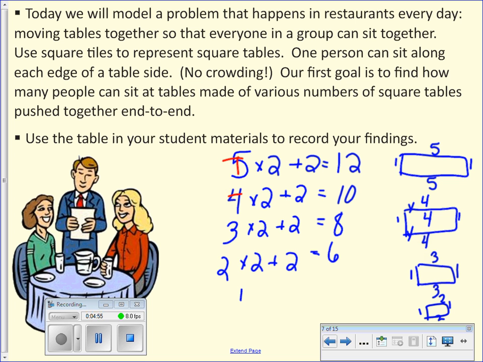No matter how many tables there were, what did we do? We took the number of tables and multiplied it by 2 and added 2. So can we come up with an equation for how we would write that? Yes, please.